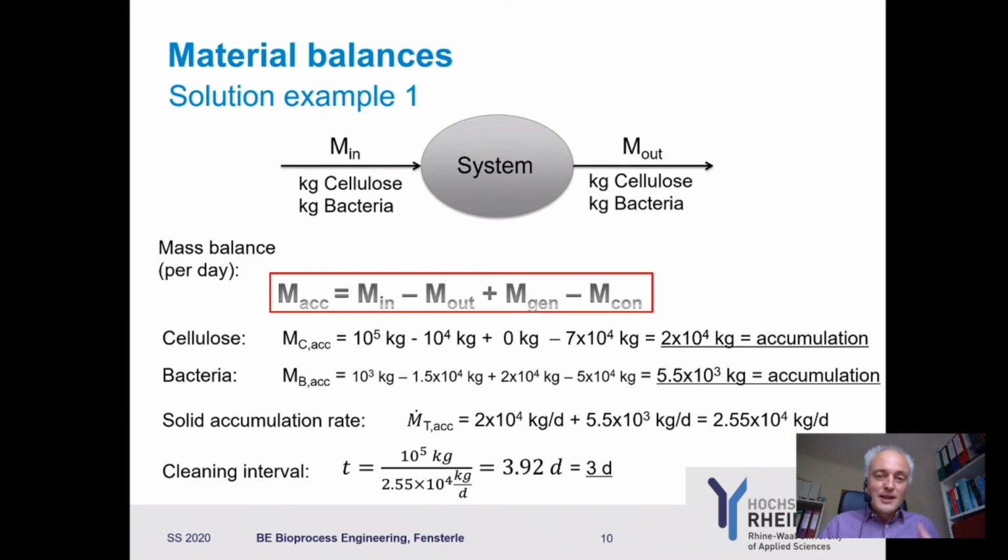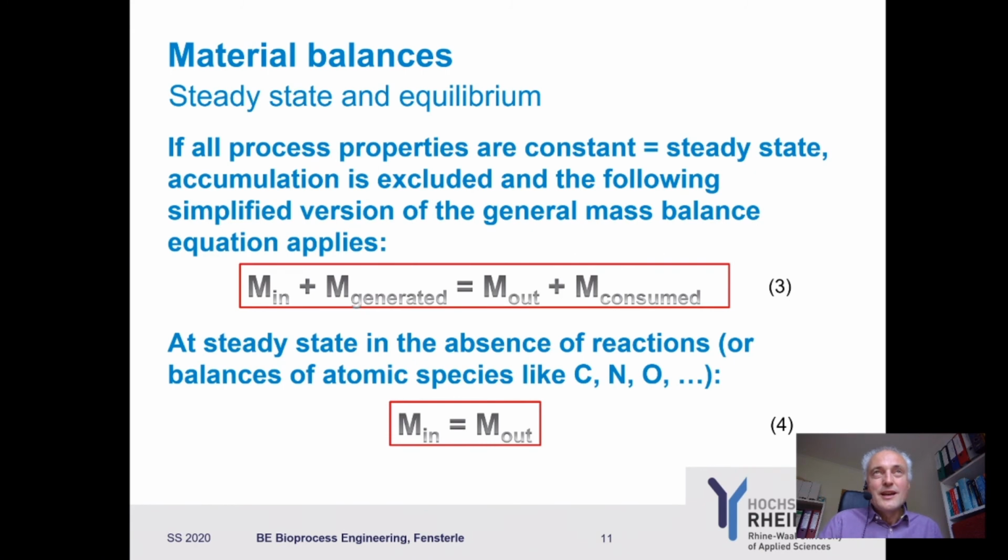Now, if this was the simple glucose example, we had said in the mass balance, often you don't have accumulation. So you are in a system where you have a steady state, so where you steadily bring something in and bring something out, and there is no accumulation in the system. So in this case, as we have already shown, M accumulation is 0, and then the equation turns to the simplified form: M in plus M generated is equal to M out plus M consumed. And in the absence of a reaction, you get then M in is equal to M out.